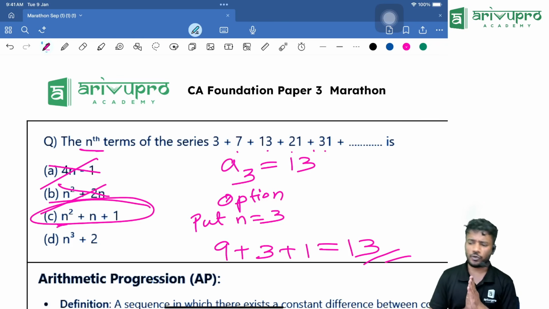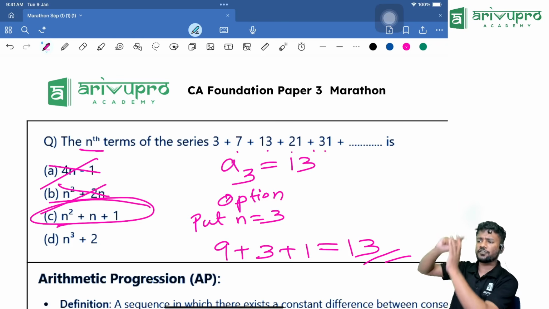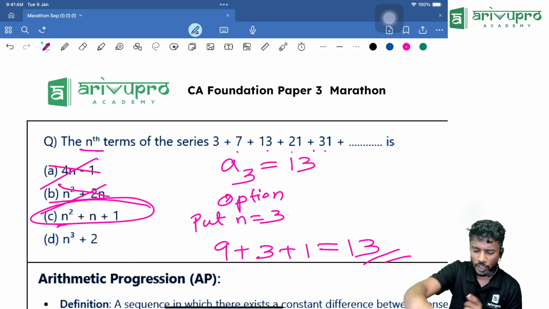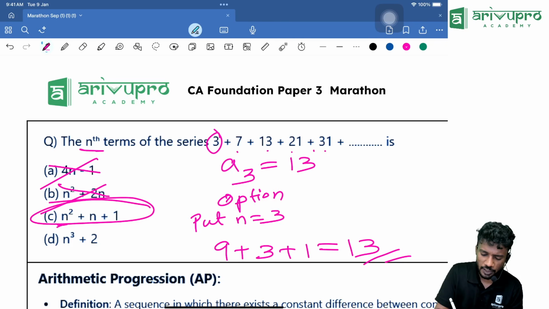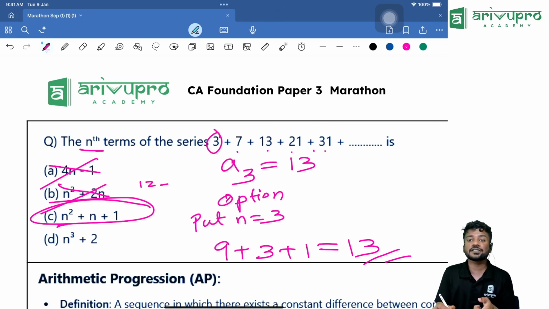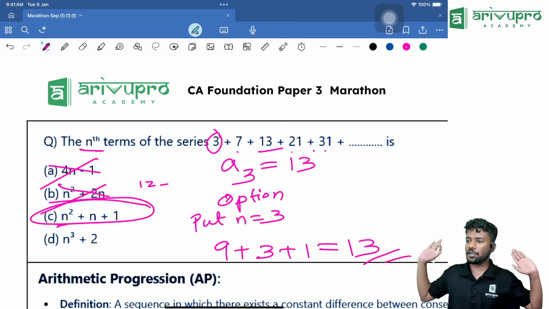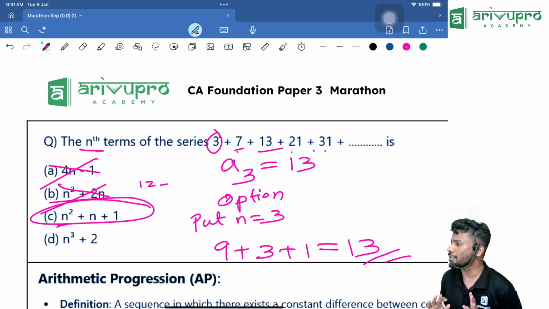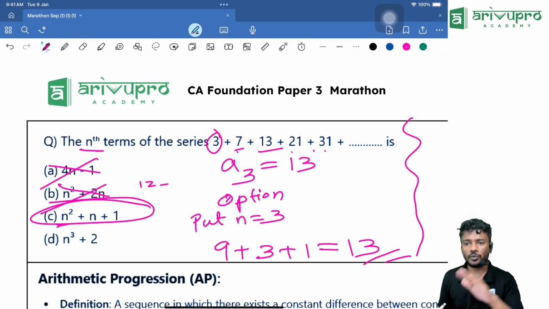Now I will ask you one question. Why did we go directly for the third term? Because usually the first or second term can be there in one or more options. For example, if you put n is equal to 1, the first term is what? 3. Put n is equal to 1 in the first option: 4 minus 1, which is equal to 3. Then 1 plus 2, how much is it? 3. That means too many options match, and again it's confusing for us. So usually take n is equal to 3, or you can go for n is equal to 2 also. But in most cases, put n is equal to 3. We will come back to the same question towards the end.